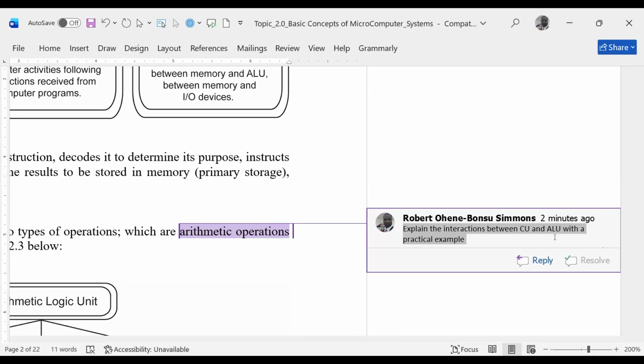Do you understand it? No, sir. A little. No, sir. Do you understand it? Yes, no. No, sir. Okay.